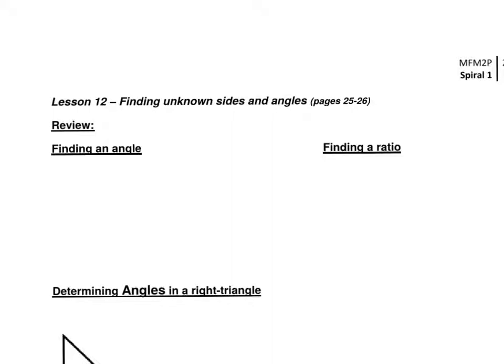So today we're going to be taking a look at finding unknown sides and angles from page 25 and 26. So here's a review of what we've done yesterday. We took a look at something called SOHCAHTOA. Sine is opposite over hypotenuse, cos is adjacent over hypotenuse, and tan is opposite over adjacent.